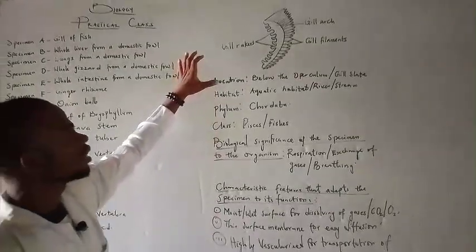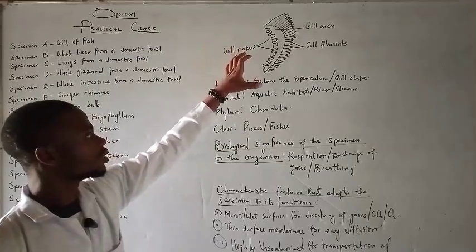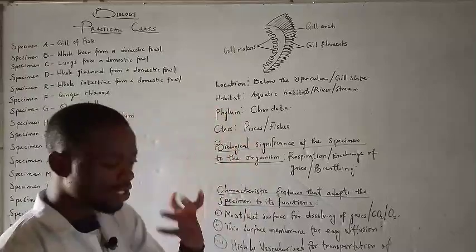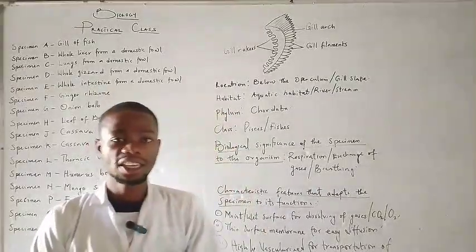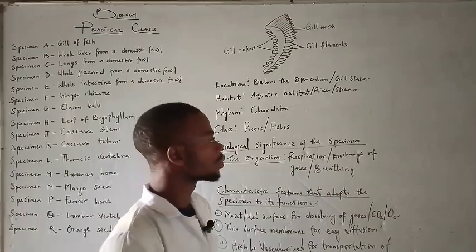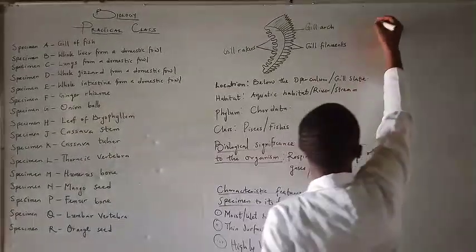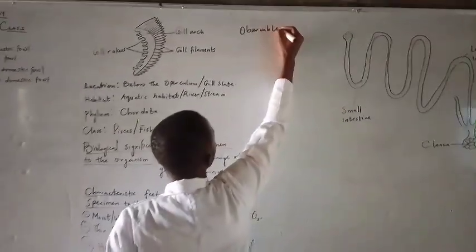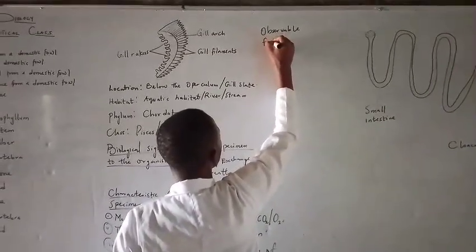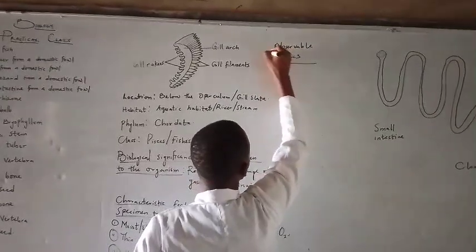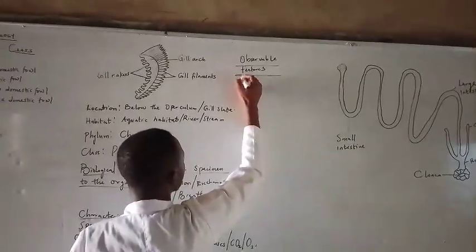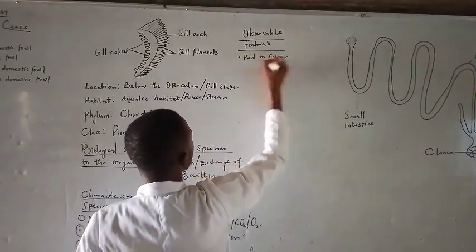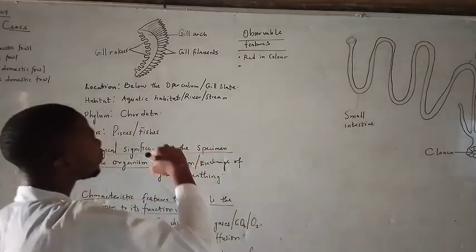Lastly, let's talk about the observable features of this specimen. What are the things that you can see in a gill? What are the observable features? The first observable feature: number one, it is red in color.